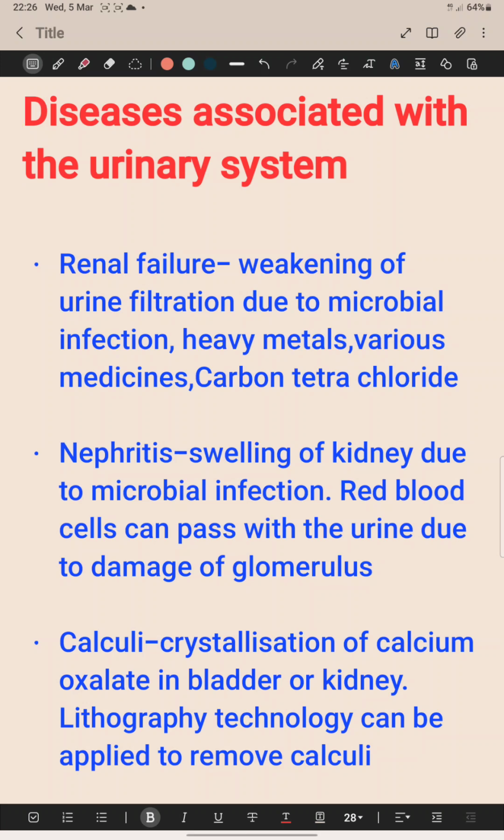The next disease is nephritis. Nephritis is swelling of the kidney due to microbial infections. In nephritis, red blood cells can pass with the urine due to damage of the glomerulus.